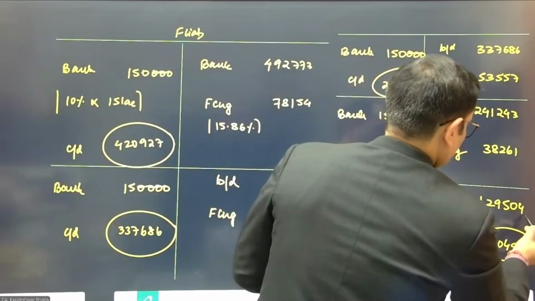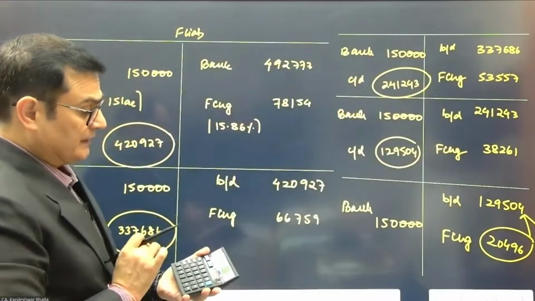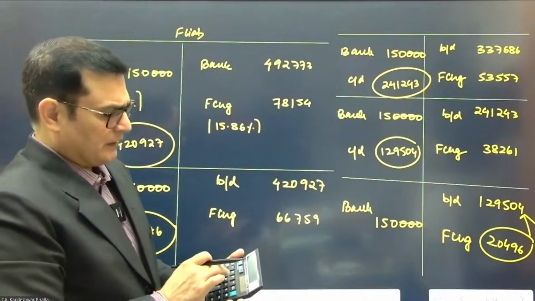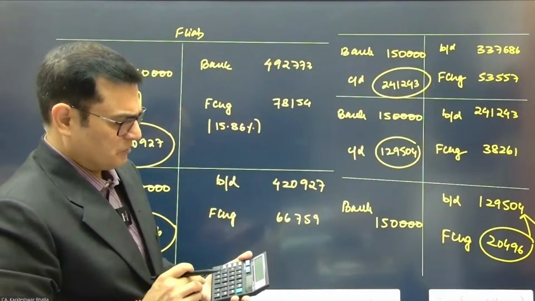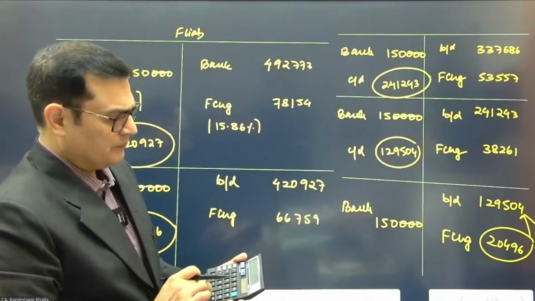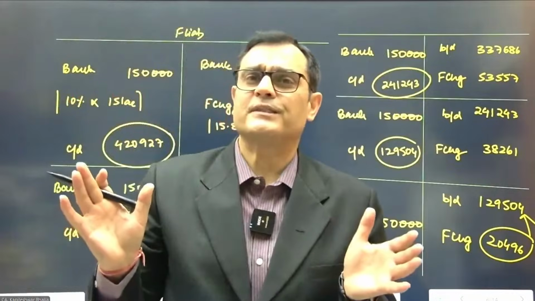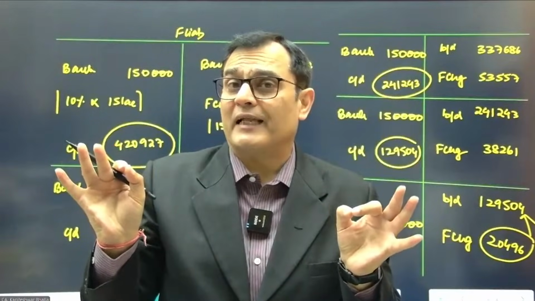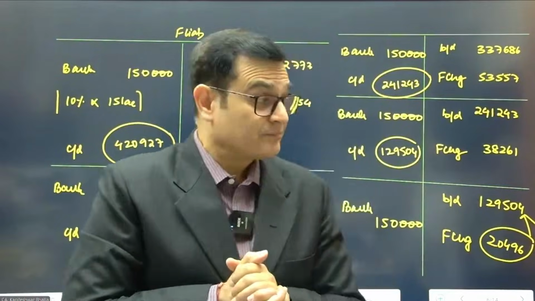That's 20496. This should be approximately equal to 15.86%. Yes, it is almost coming similar. If you calculate 15.86%, it is almost the same. There is a difference of 43 rupees, attributed to decimal places, that's fine. This is how the ledger account of the financial liability element looks at the end of the 5th year.